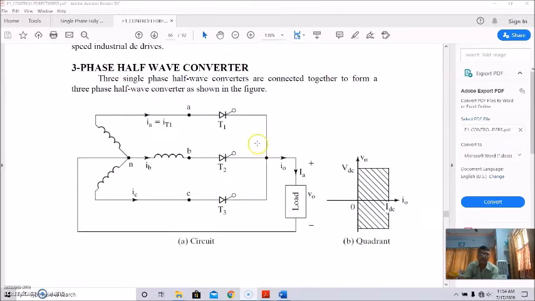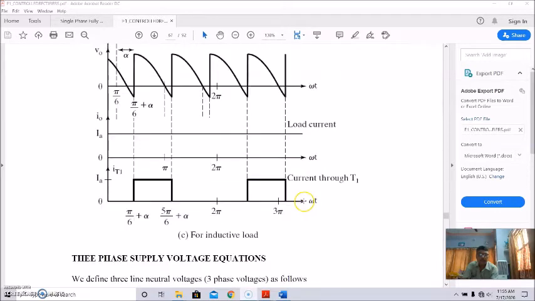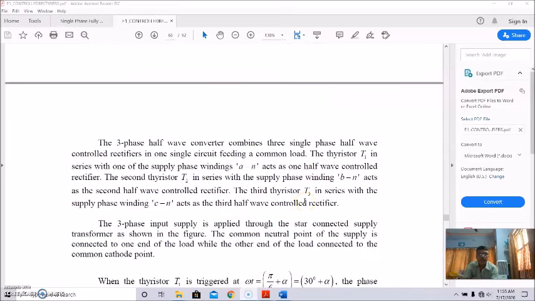See, actually this is the case. This is AN. So this way. This is for BN, and this is for C. So for A, this is thyristor 1, for B, this is thyristor 2, and for CN, this C phase, it is like this, thyristor 3. Okay, and all are feeding the common load.